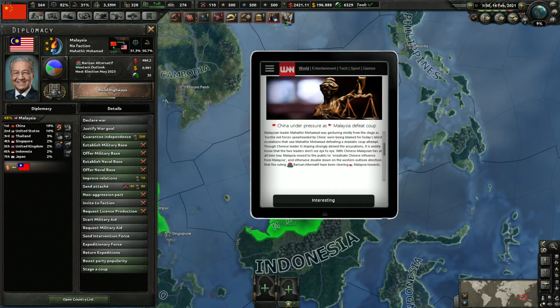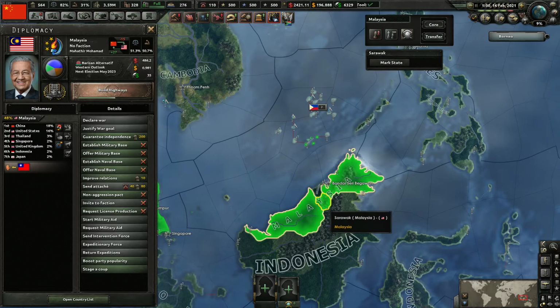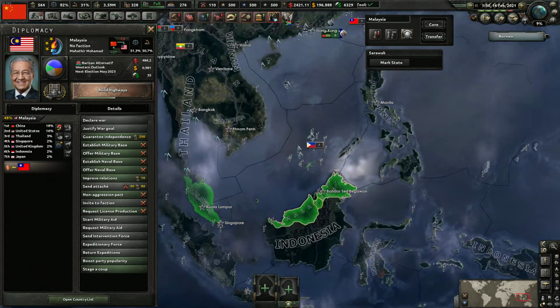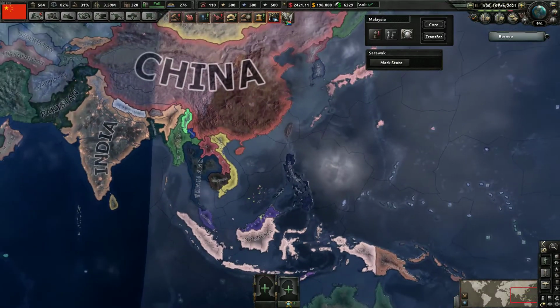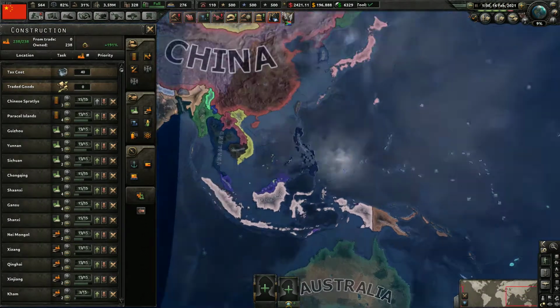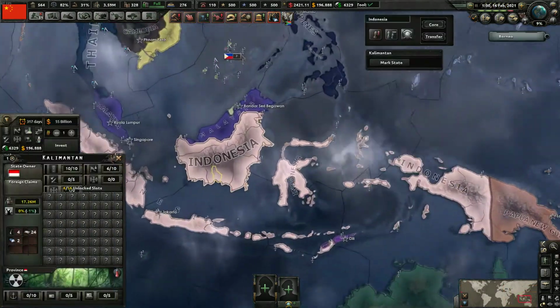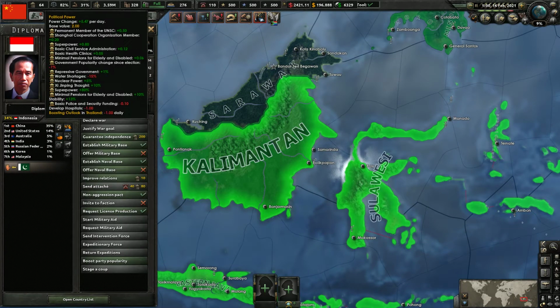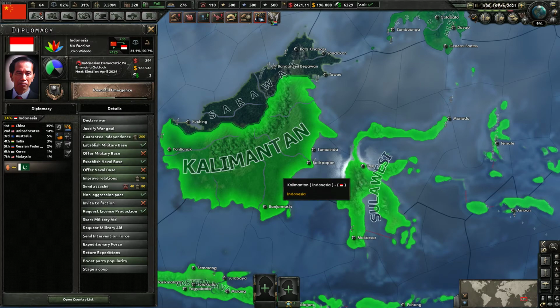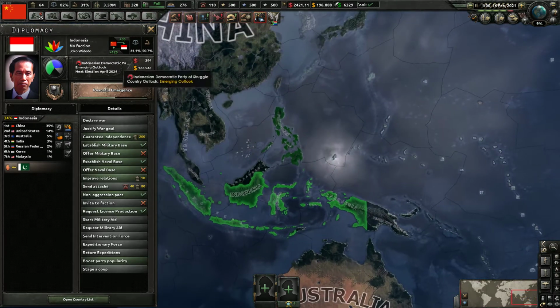China under pressure as Malaysia defeat coup, and now you can see my influence has massively decreased, right? That's because they defeated my coup. The RNG defeated me. So there's loads of things that go into it, right? I mean, you can buy up influence, or you can spend political power to buy up influence, but it's very expensive. It's like 100 for like 1%, so there's really no point.